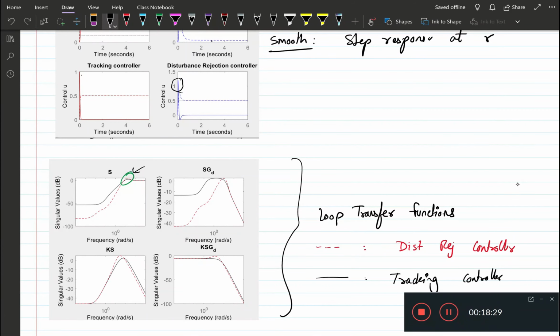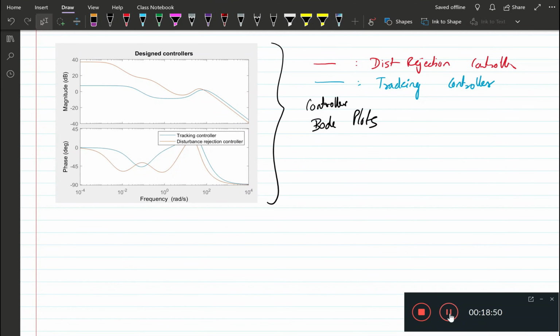So what you also see is that the disturbance rejection controller almost in all the curves has some higher peaks, also leading to a higher bandwidth, and this becomes more evident when we look at the controller Bode plots. So now these are the two controllers designed separately for disturbance rejection and tracking, and you now clearly see that the disturbance rejection controller for almost all lower frequencies has a higher gain as compared to the tracking controller.